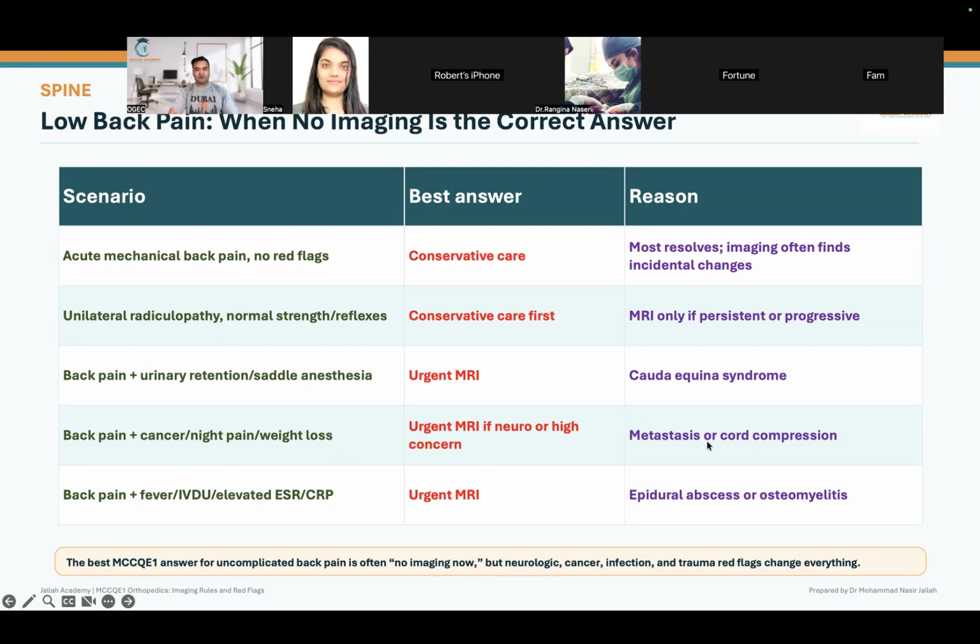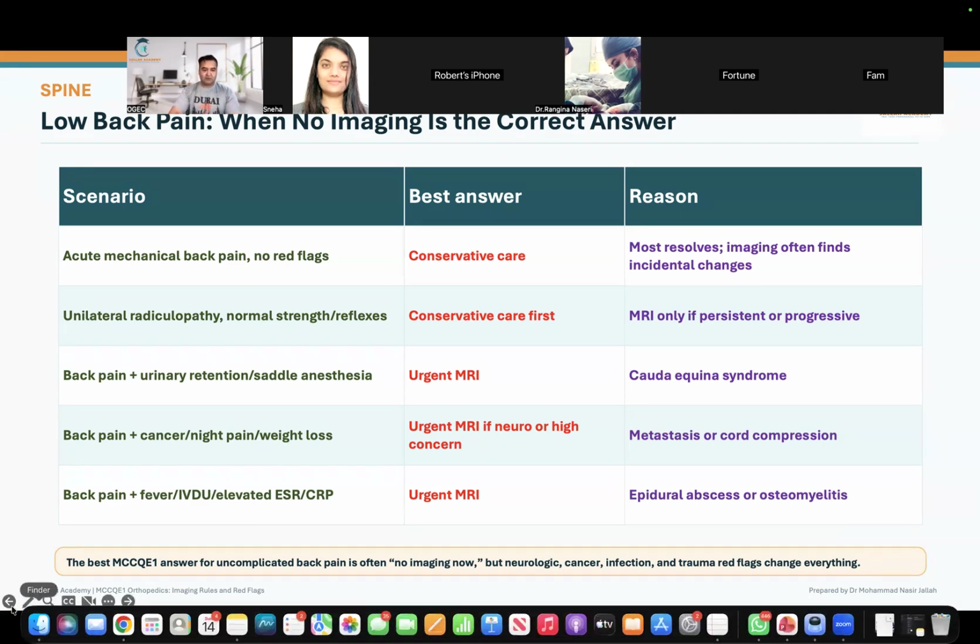Back pain, cancer, obviously. Back pain, fever, intravenous drug user: always think about osteomyelitis or epidural abscess. They will indirectly put somewhere that the patient looks toxic. The patient looks toxic, is an IV drug user, and has back pain. So what is the next step? The MRI would be the best choice.